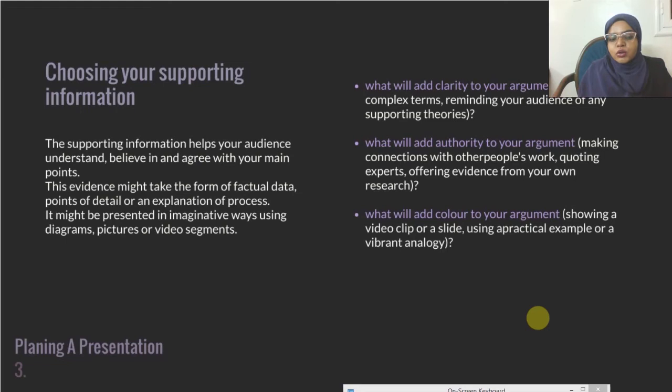Also, when choosing your supporting information, you have to consider what will add color to your argument. It has to be attractive for the audience. It has to make it easier for them to digest the material you are offering through the presentation. Showing a video clip or a slide, using a practical example or a vibrant analogy. So this is what has to do with planning the presentation.